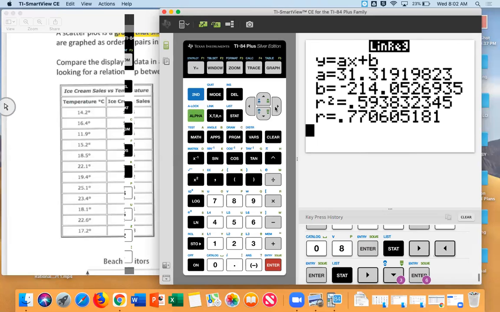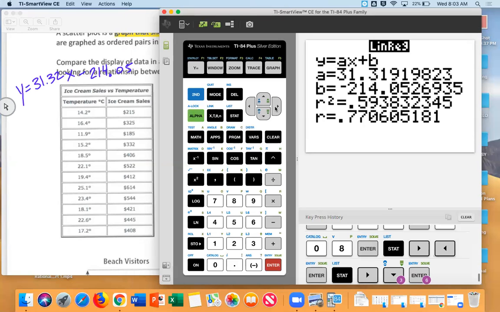And notice up here, I get a bunch of different numbers. Do you guys see that? Now, A stands for my slope, which I'm going to write down. I'm going to write down y equals 31.32x minus 214.05. Now, what does this mean? This is the equation of our line that fits our model, that line that Andrew was talking about.